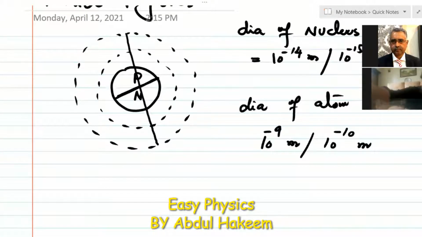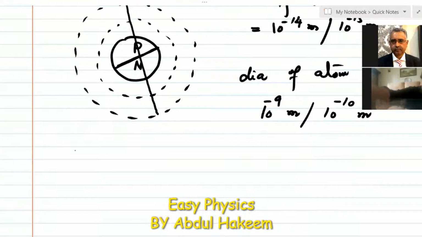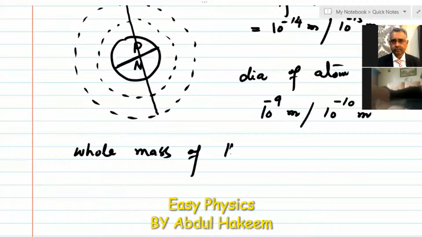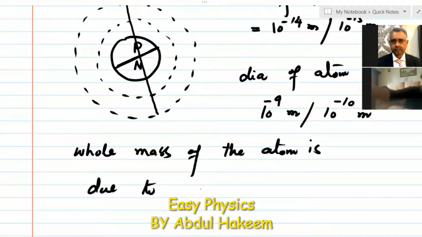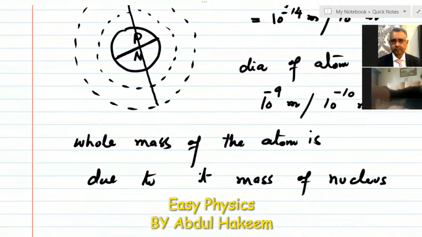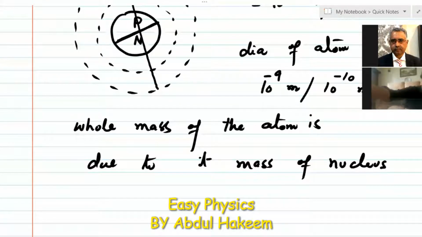Now, whole mass of the atom is due to its mass of nucleus, mean due to the mass of the nucleus. So nucleus is the central dense part, whole mass is due to the nucleus.